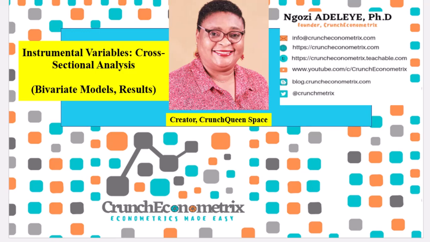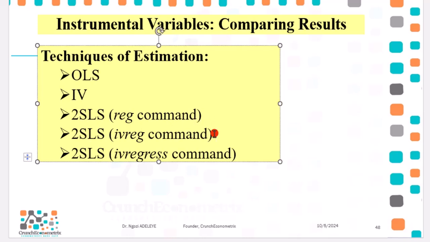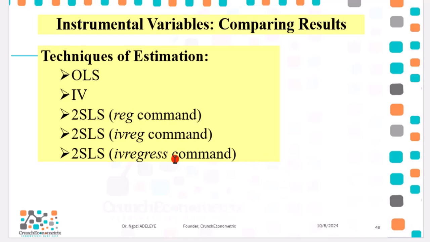And in this video, I will be showing you the results that we obtained across the different approaches that I deployed. So far, these are the techniques I covered. I covered OLS, I covered IV. I used two-stage least squares using the reg command where we had a piecemeal analysis. Then I went ahead to deploy ivreg on the two-stage least squares so that Stata can give me all the results at once. Then lastly, I deployed an improved command, which is the ivregress. So next, we are going to compare all these results.